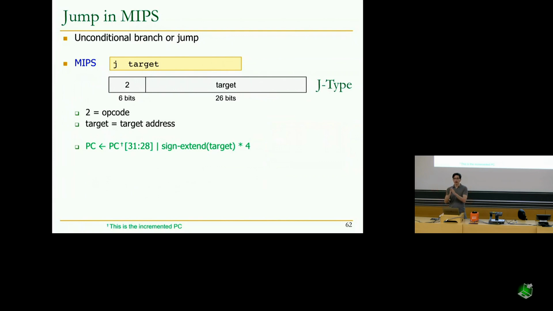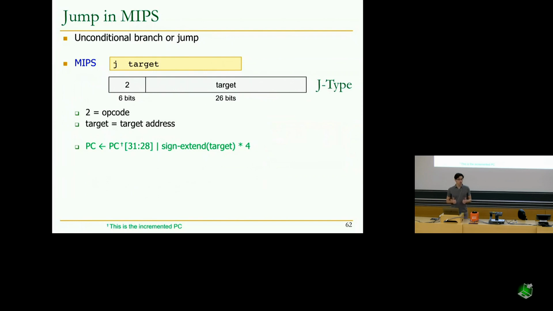So we need somehow to extend from 26 to 32. The first thing we are going to do with these 26 bits is shifting them 2 positions to the left. That's why you see this multiply by 4, because you know that multiplying by 4 is the same as shifting 2 bits to the left. Why can we do that?